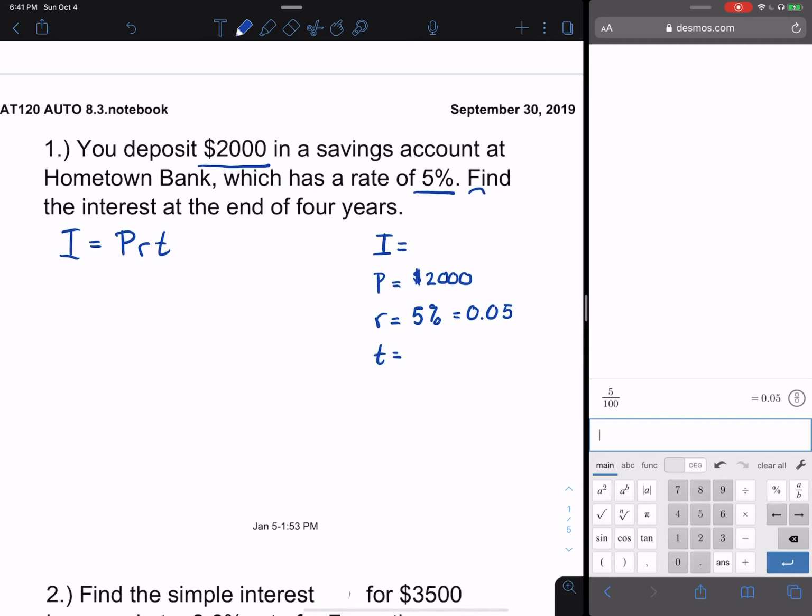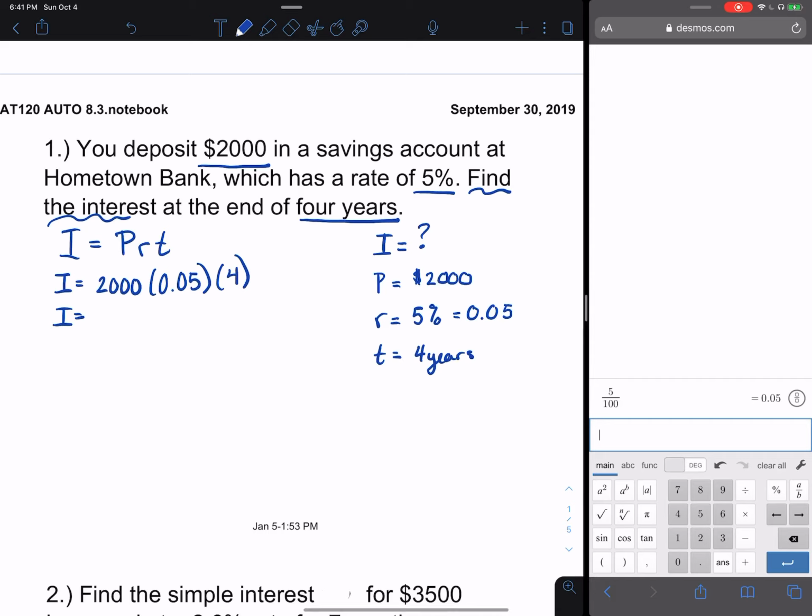So that's the rate in decimal form and what I'll use in my equation. They tell me find the interest, so I don't know my interest at the end of 4 years. So the time is 4 years. The units for time needed to be years, so I'm good. Now I'm going to actually substitute the numbers in. So I don't know the interest. It equals the principal, 2,000, times the rate, 0.05, times the time, the 4 years.